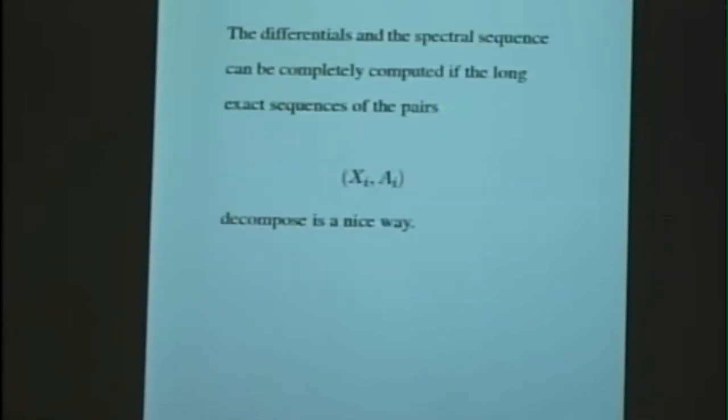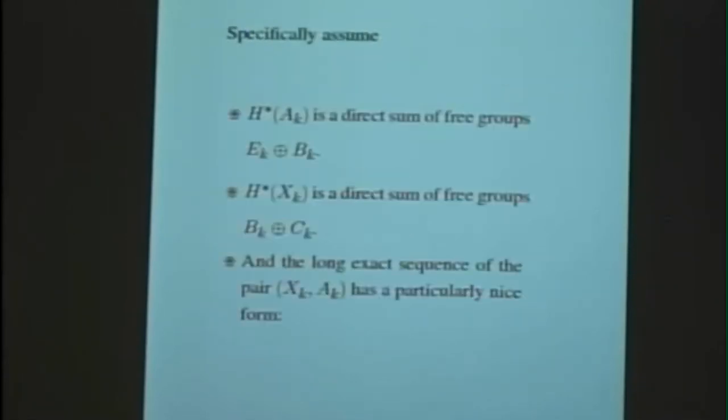Okay, all right. Now the differentials in this spectral sequence depend on a very strong freeness condition, which is written here. We have to assume that the cohomology of the A_K's decomposes as a sum of free groups. The cohomology of X_K decomposes as a sum of free groups. And the long exact sequence is particularly nice. Well, it's indicated by the labeling.